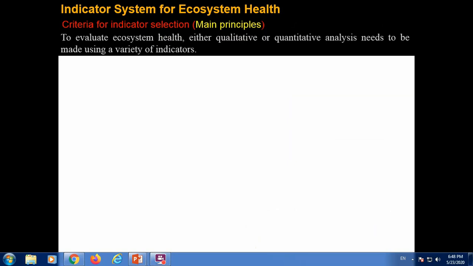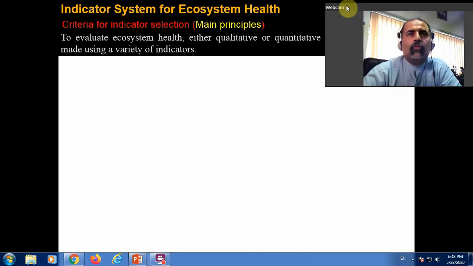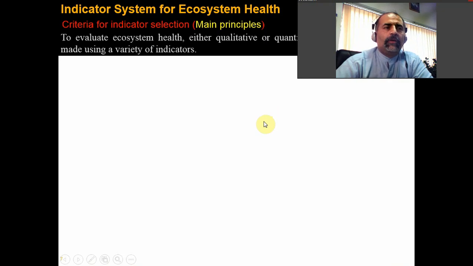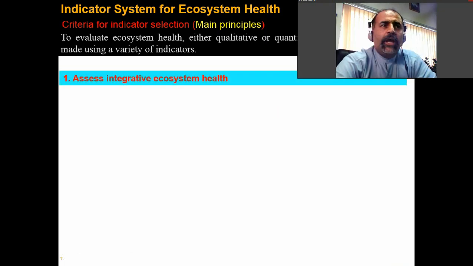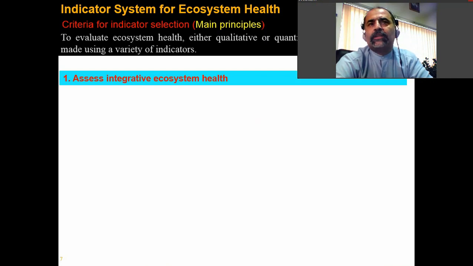To evaluate ecosystem health, either qualitative or quantitative, we need some main principles that have to be taken into account. So what are those criteria? As you might guess, assess integrative ecosystem health. So it means that the watershed health and the ecosystem health have to be integratively assessed.